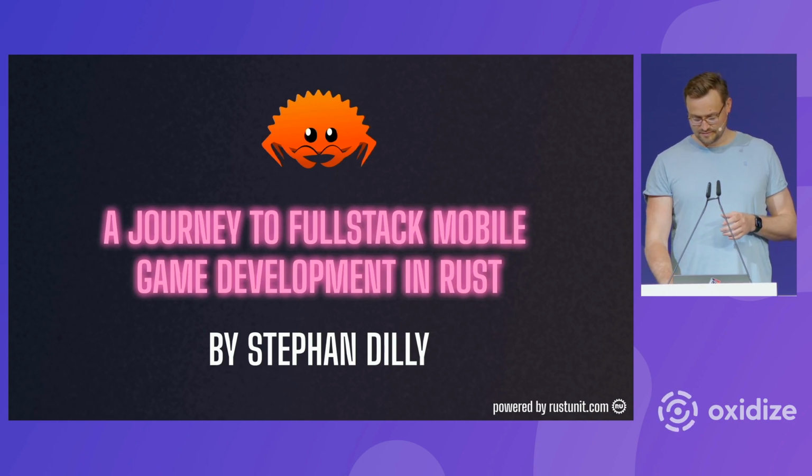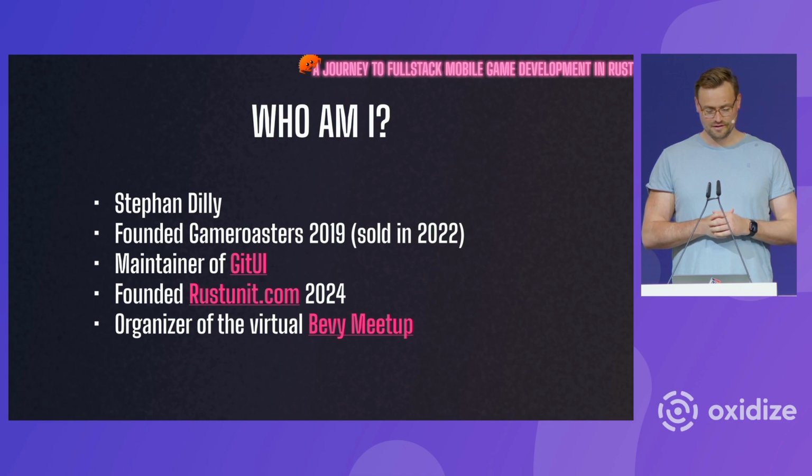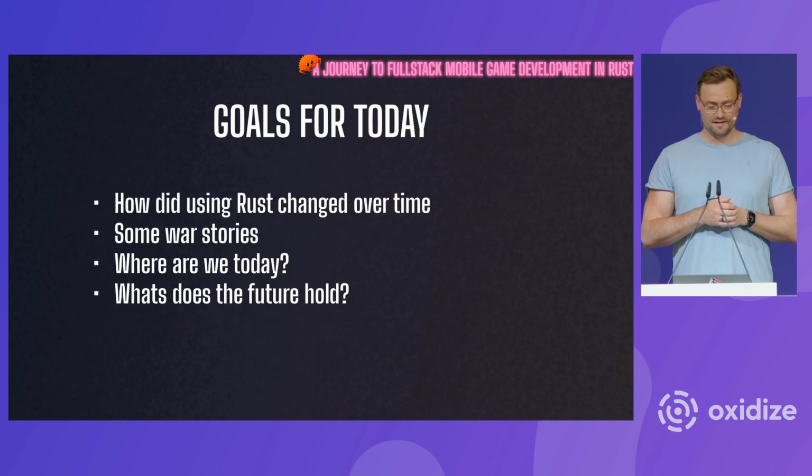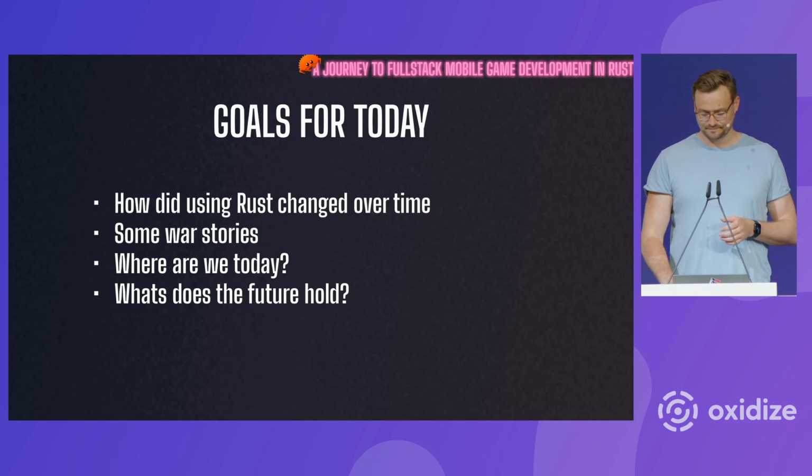So who am I? I'm Stefan Dilly. I founded Game Roasters in 2019, sold it in 22. I'm the maintainer of the open source terminal UI for Git, GitUI. And this year I founded Rust Unit, also focused on games, and I became the virtual Bevy meetup organizer. So if you haven't heard about that, please join me in the coming months. The goals for today are: how did Rust usage change over time for us? Some war stories, and where are we today, and what's the future holding?